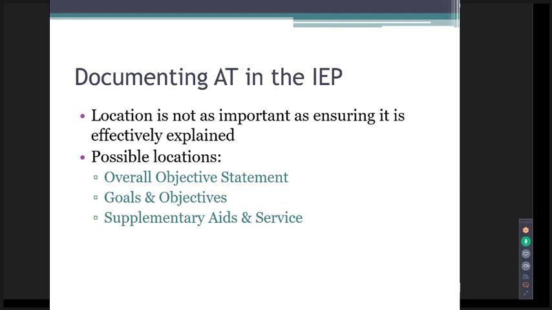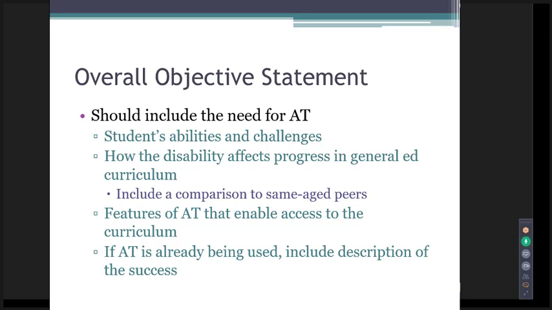When you're putting it in the overall objective statement, you want to be sure you're including the need for assistive technology. And to do that, you want to discuss the student's abilities and challenges. You want to discuss how the disability affects progress in the general ed curriculum. And here, it's helpful to include a comparison to same-aged peers. What's everybody else doing? What would be the expectation of this student in comparison to everybody else? And then you want to include features of AT that enable access to the curriculum. And if AT is already being used, be sure to include a description of the success.